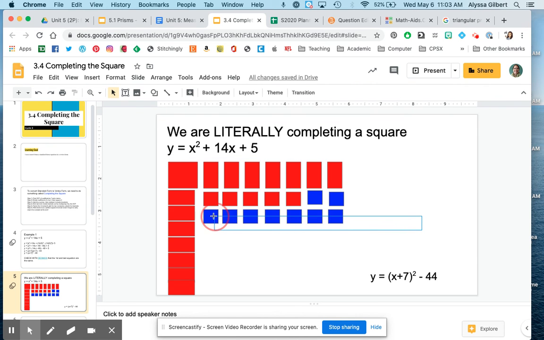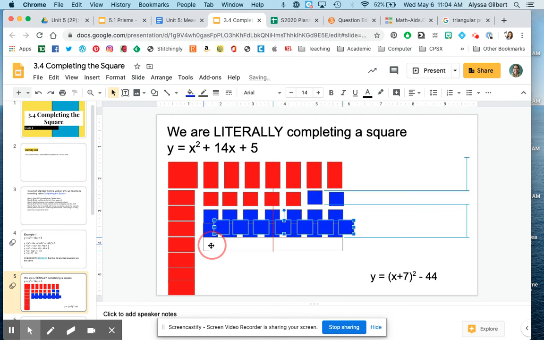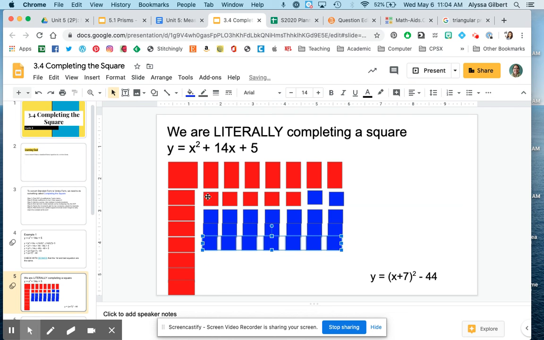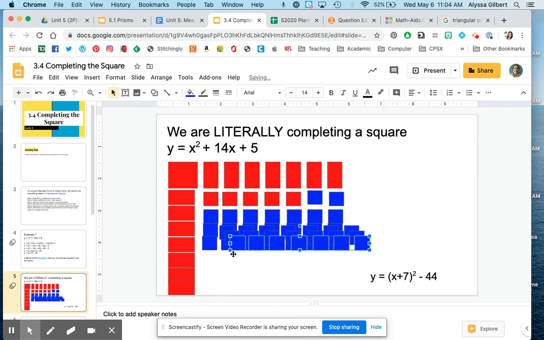So if I select these, I go copy paste. I do a bunch more of those. I need, so that's 1, 2, 3, 4, 5, 6, 7. Okay. 5, 6. Oops. Oh no! Okay, let me try that again.